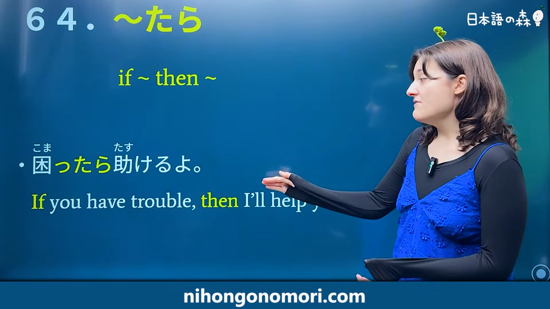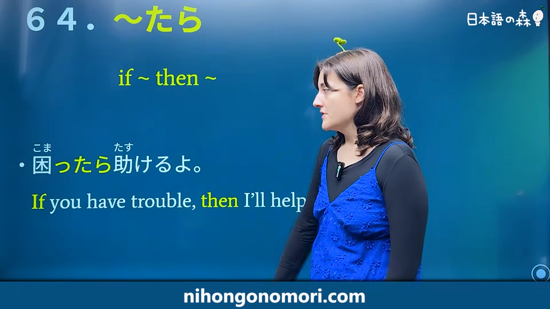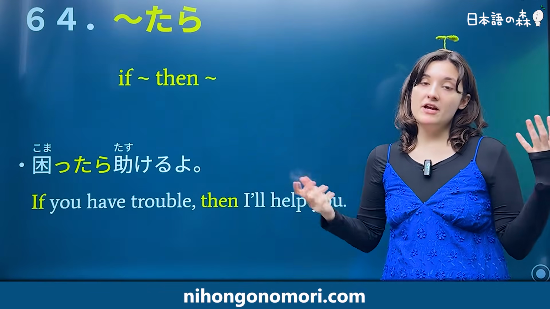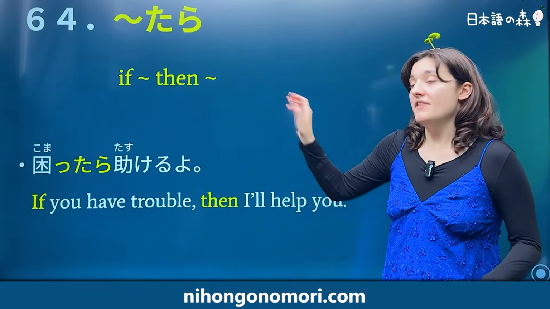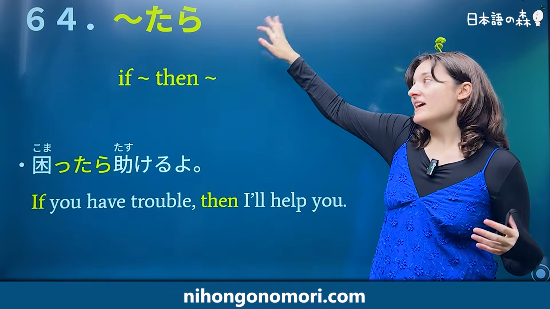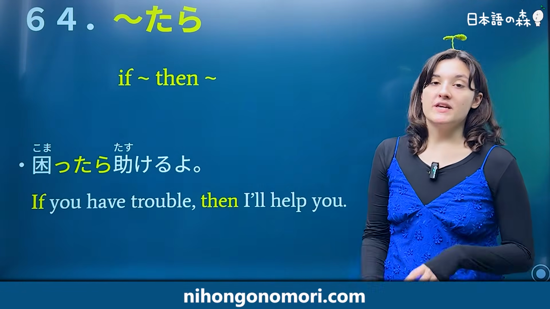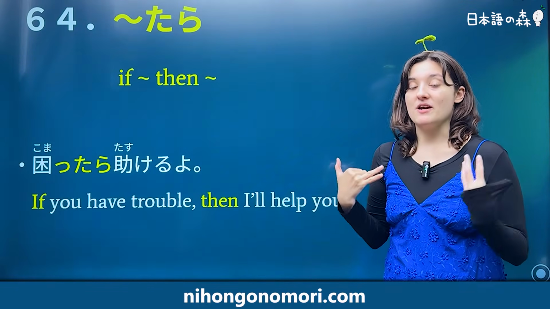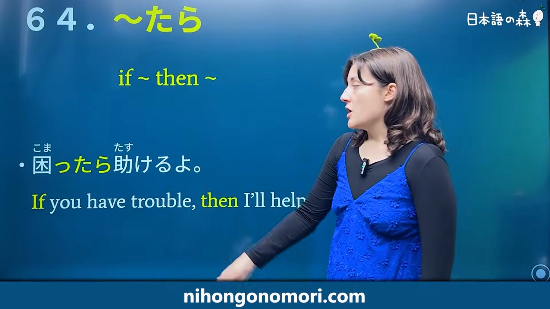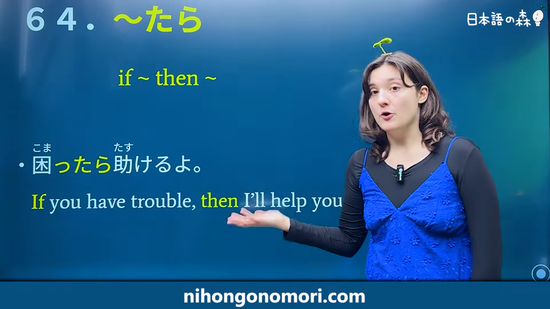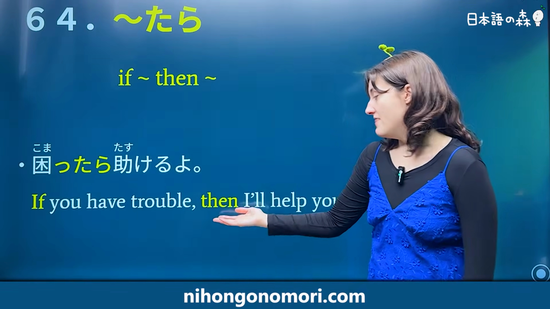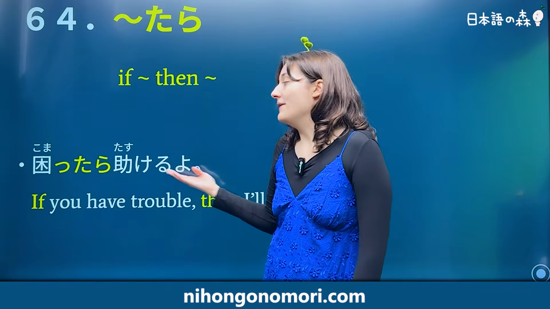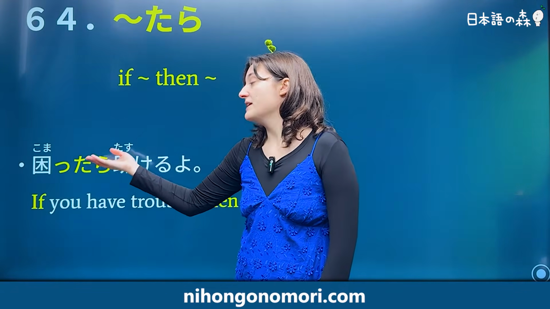Tara! If, then, something. So if this happens, if theoretically something were to happen, then this. Or when this happened, then this happened, right? So it can be used for consequence, like sequence of events. And it can also be used to talk about theoretical situations. So here we have 困ったら助けるよ. If you have trouble, then I'll help you, right? So theoretically, if you run into a problem, I'll be there to help, right? And we're using the past plain form.